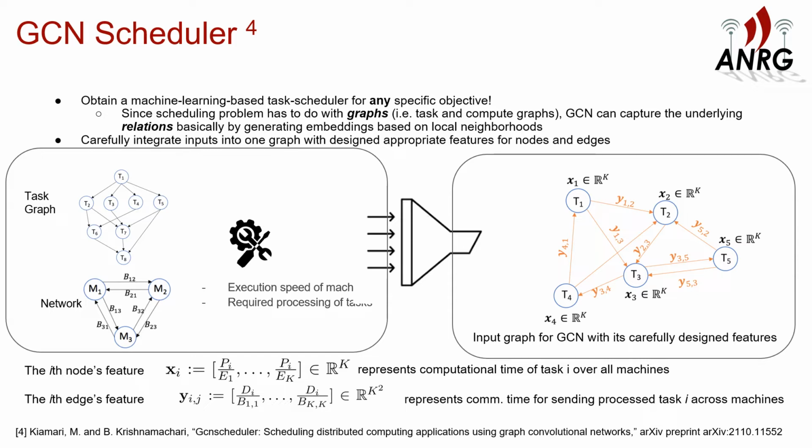carefully designed new graph. This new graph has the same set of nodes and edges as the original task graph, but with additional features coming from the network settings. More specifically, the node feature for a task i represents the time required to compute task i over all machines, and the feature of the edge between task i and task j represents the required time to transfer the result of task i to task j across all pairwise machines.